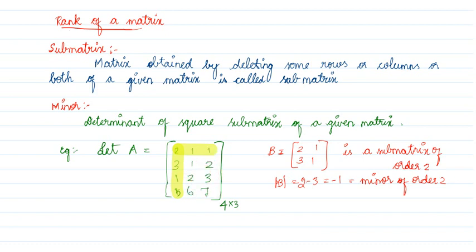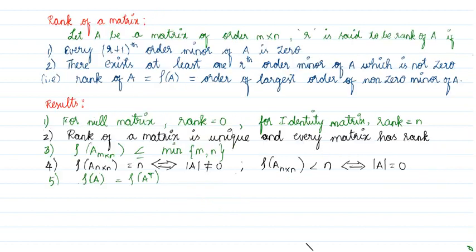Rank of the matrix: let A be a matrix of order m cross n, and r is said to be the rank of A if every (r+1)th order minor of A is 0 and there exists at least one rth order minor of A which is not 0. That is, rank of A is the largest order of a non-zero minor of A.